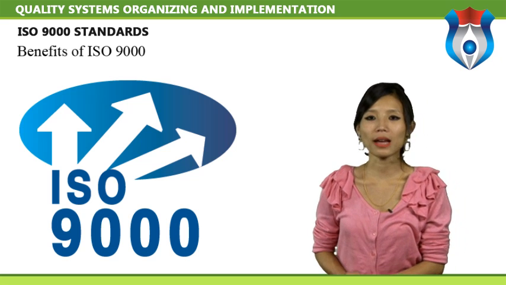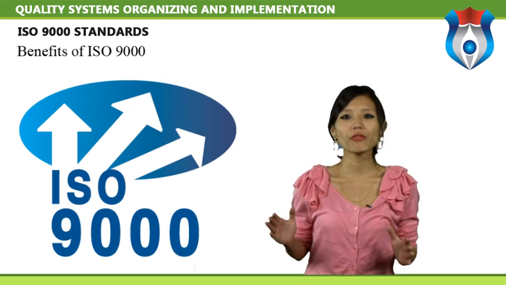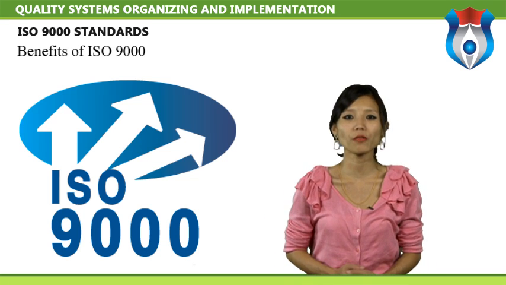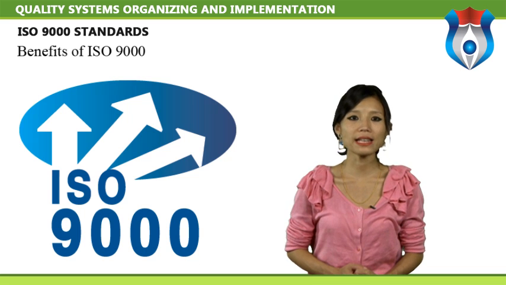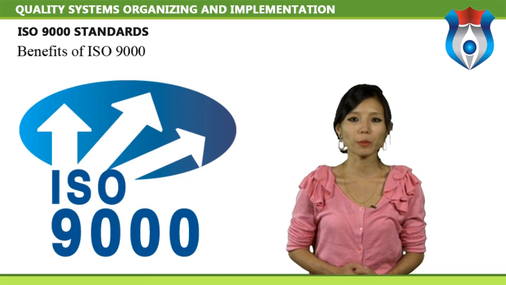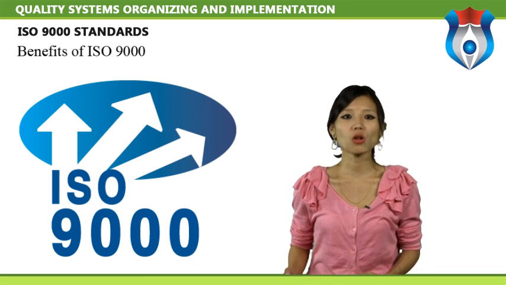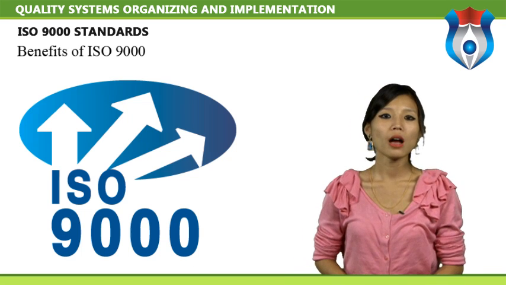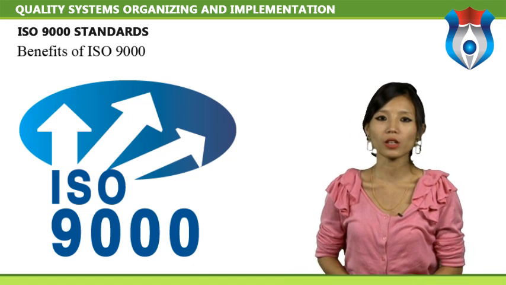Benefits of ISO 9000. The primary value of ISO 9000 registration is consistent delivery of a product or service to a defined standard and improved bottom line performance. ISO registration also has a significant bearing on market credibility as well. Other benefits of ISO certification.